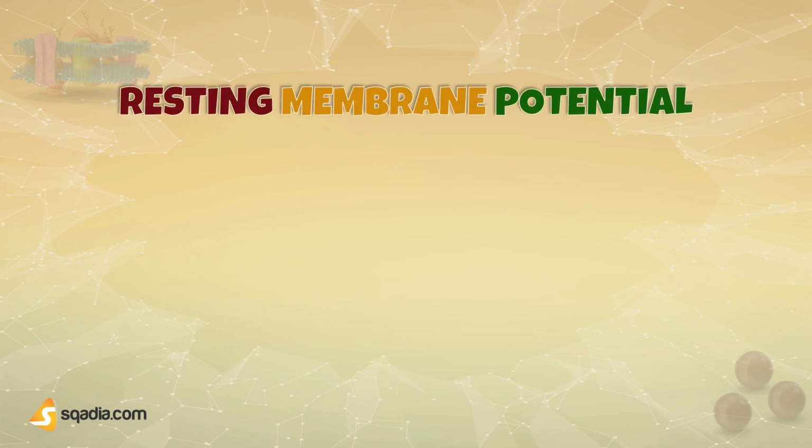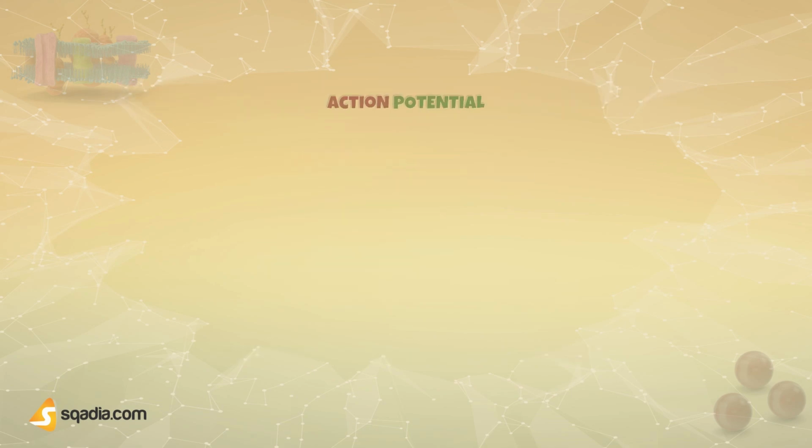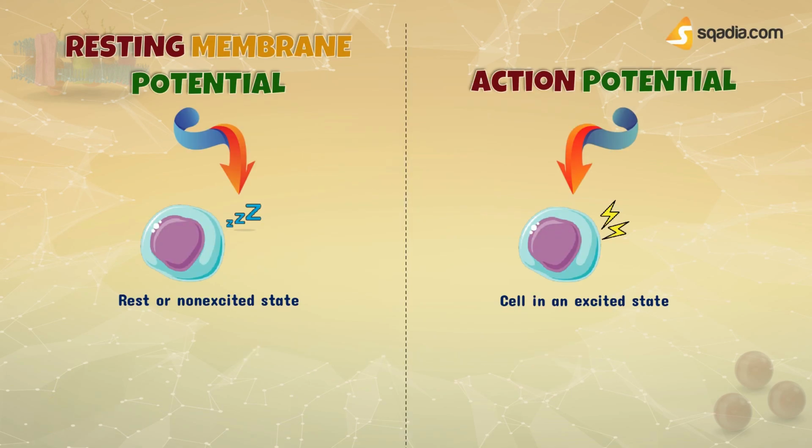Now the membrane potential, which is the most common one, is the resting membrane potential. Resting membrane potential is the potential difference when the cell is at rest or in a non-excited state. Does that mean that there will be a potential difference in the cells at the excited state as well? Yes, but that is known as an action potential. It is created when the cells are in an excited state.